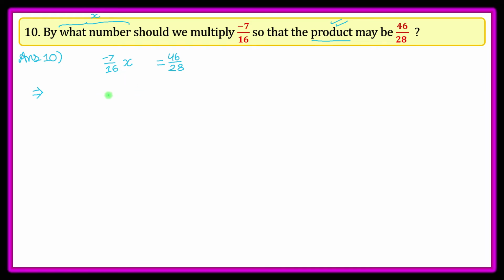So x will simply equal 46 upon 28 divided by minus 7 upon 16. It is easy. Why division? Because multiplication is there, so that's why we are going to divide. Division is the inverse operation of multiplication. So we are going to just put it like this, and right now, don't take the reciprocal. Don't take the reciprocal right now.